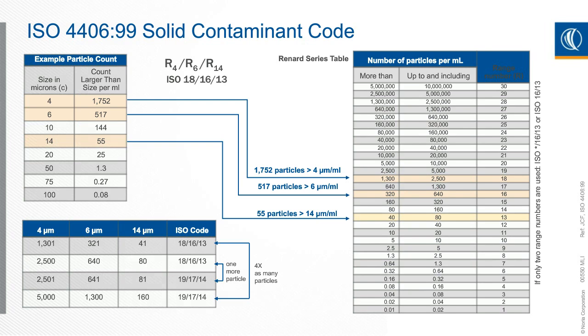Now, one important thing to notice here is that every single number increase is, on average, double the number of contaminants. So if you go 2 numbers up, you're going to see 4 times as many particles. So if you went from 18, 16, 13 to 20, 18, 15, you're going to expect to see the double the number of particles in that sample.